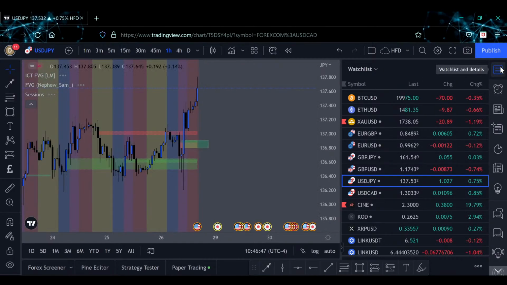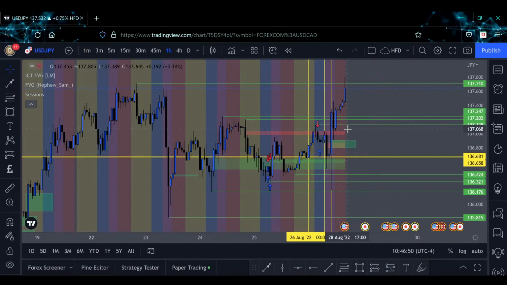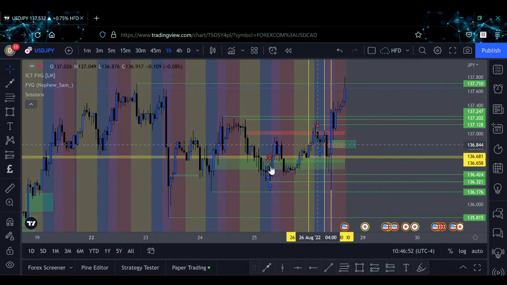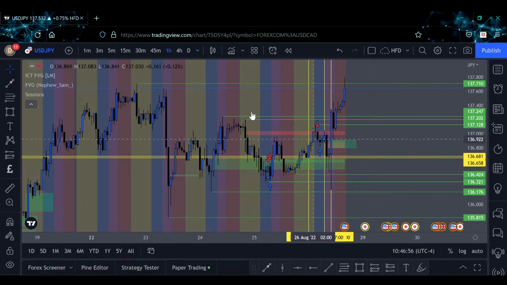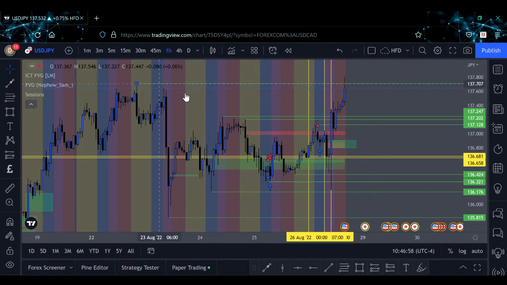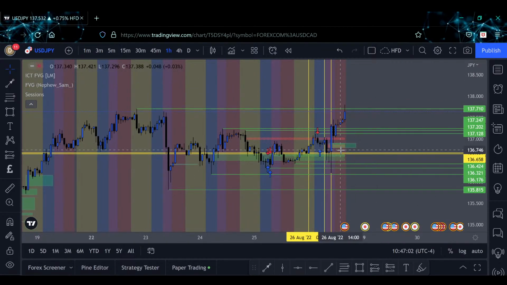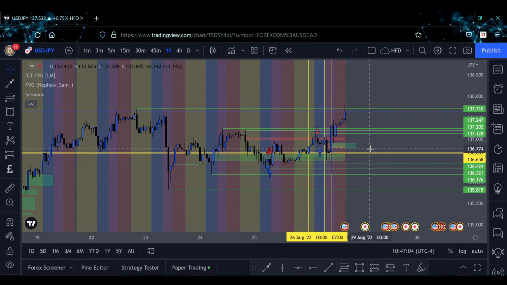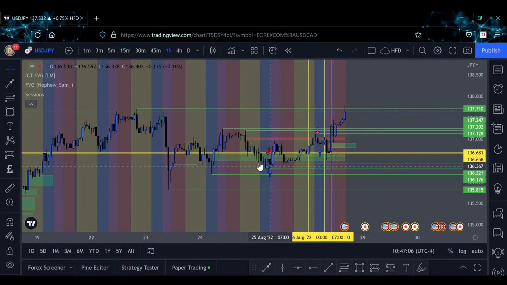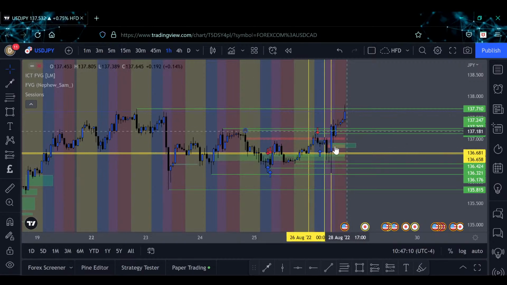USD JPY. We did trade this last week. As you can see, it's taking a high at 137.710. Liquidity's been cleared from the bottom before running it.